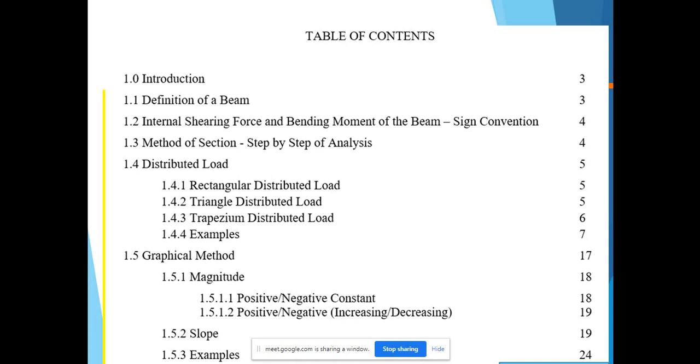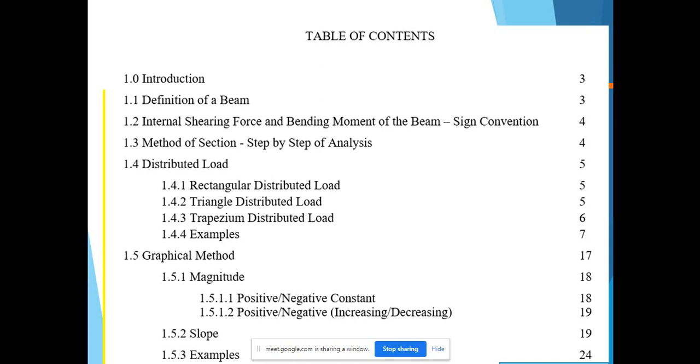I will show how to draw the shear force and bending moment diagram. And then the second method is the graphical method. But in your course, Strength of Materials 1, we will not cover the graphical method. The scope for Strength of Materials 1 is only the method of section.